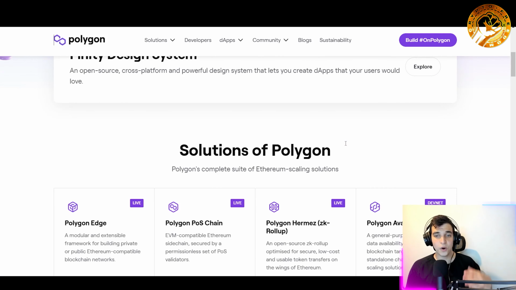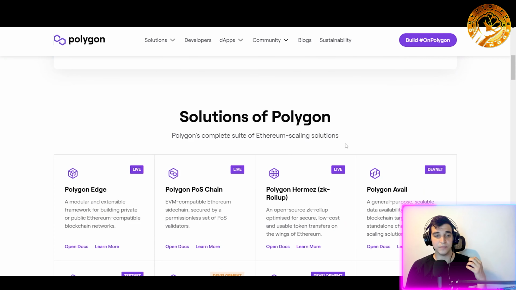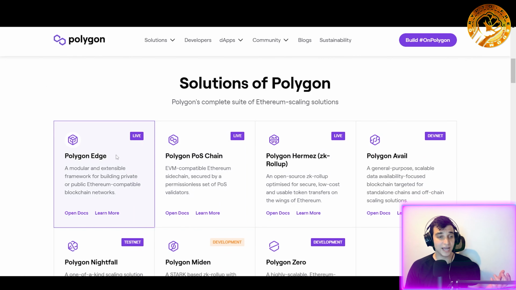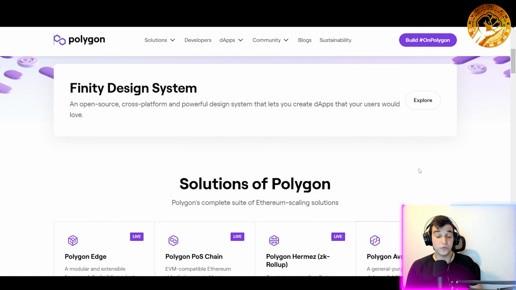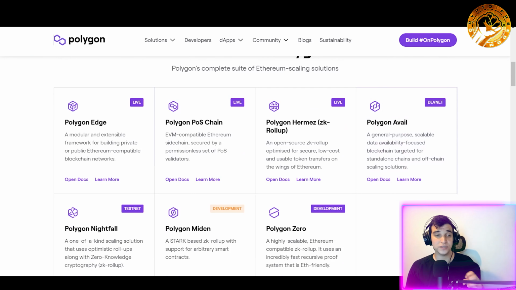Now, one of the solutions that Polygon provides is Polygon Edge. It's a modular, extensible framework for building private or public Ethereum compatible blockchain networks, which is great because if you want to use the advantages of Ethereum but avoid high fees and not settle for low security, Polygon is a great opportunity for a lot of you, not only private businesses but also public.